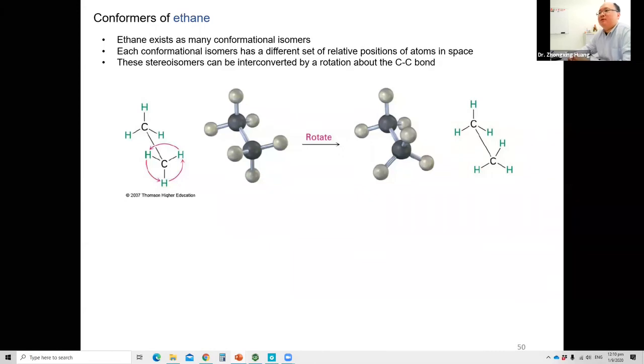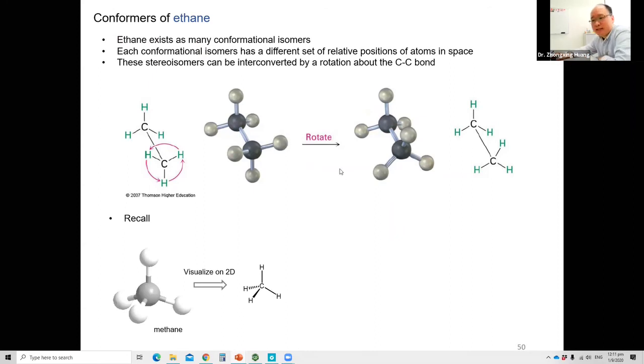Also, we have 10 minutes left, so I will just go slightly into the ethane part. Ethane exists as many conformers, conformational isomers, because as I said, the CC bond can rotate. You can see here this hydrogen and these two hydrogens are in this position. If you rotate this clockwise, now this hydrogen and these two hydrogens are in different places. Their relative positions have changed. You can imagine the bond can rotate 360 degrees all the way, so these positions can change to any position, and so ethane exists as many conformational isomers.